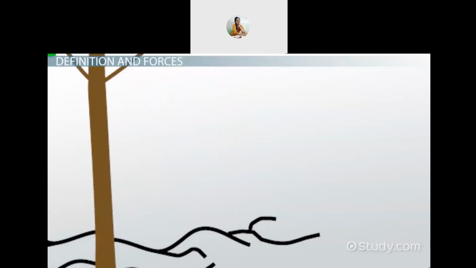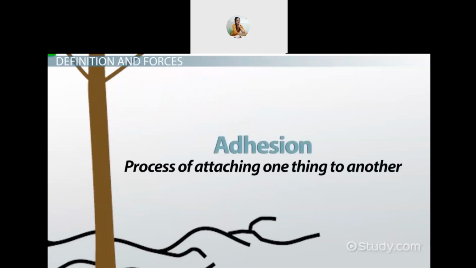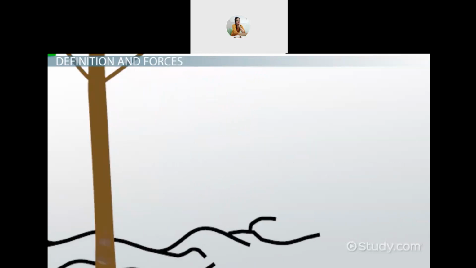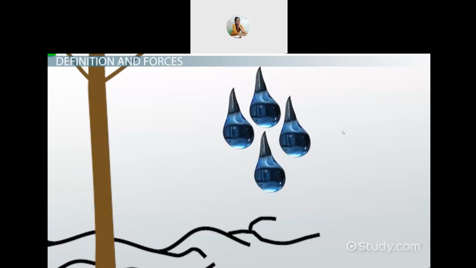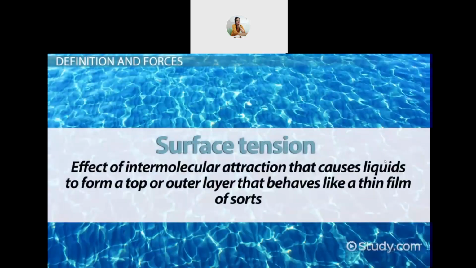Let's discuss them. Adhesion is the process of attaching one thing to another. For plants, adhesion allows for the water to stick to the organic tissues of plants. Cohesion keeps molecules of the same substance together. For plants, cohesion keeps the water molecules together. Surface tension is the effect of intermolecular attraction that causes liquids to form a top or outer layer that behaves like a thin film of sorts.